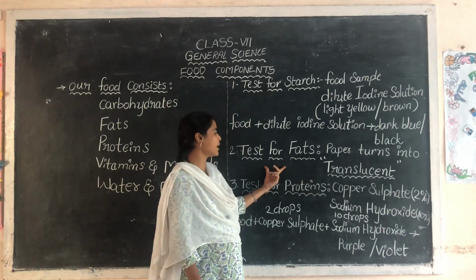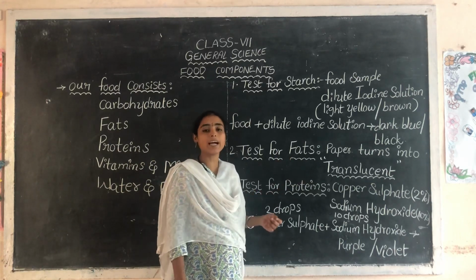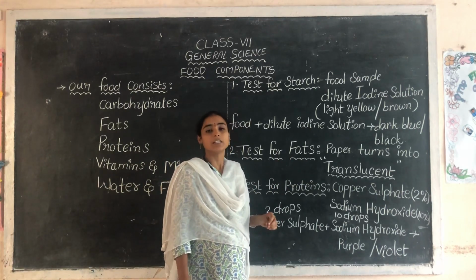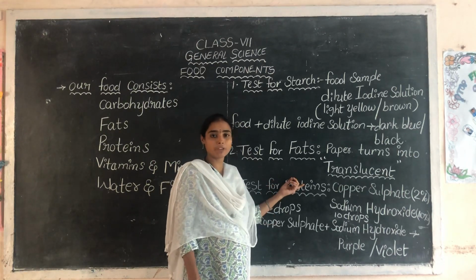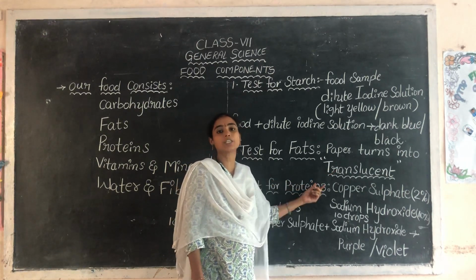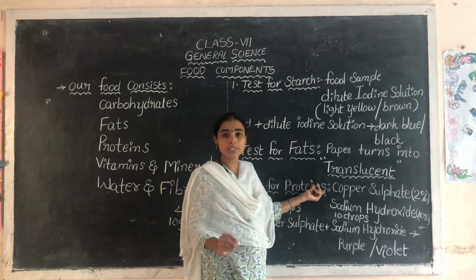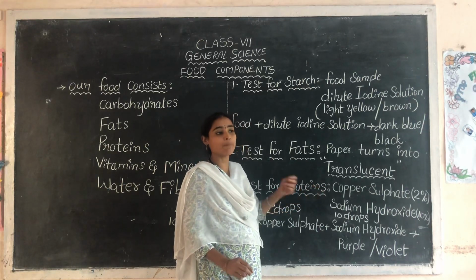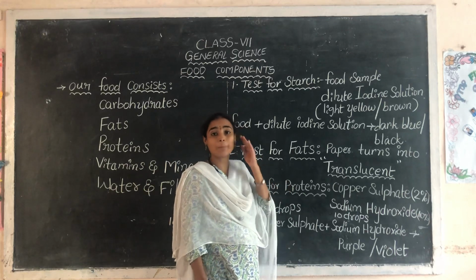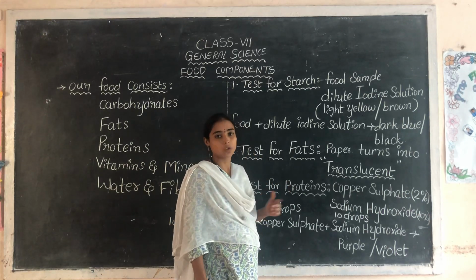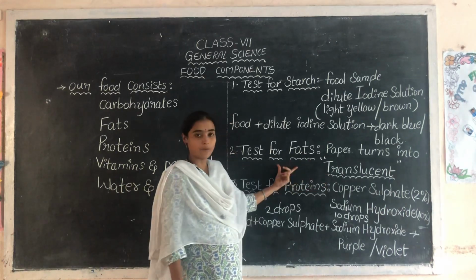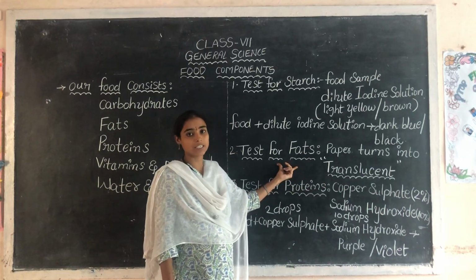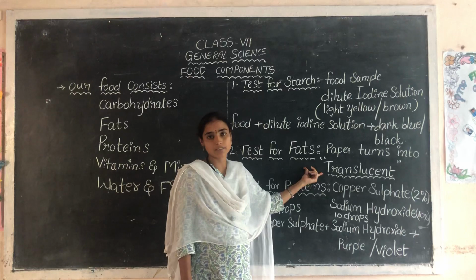Next, test for fats. For the test for fats, take the food sample and take a piece of paper. The food sample is rubbed on the paper gently. The paper after a few minutes turns translucent. Translucent means we observe the back side of the paper only partially. Okay. When the paper turns translucent, our food item contains the fats.